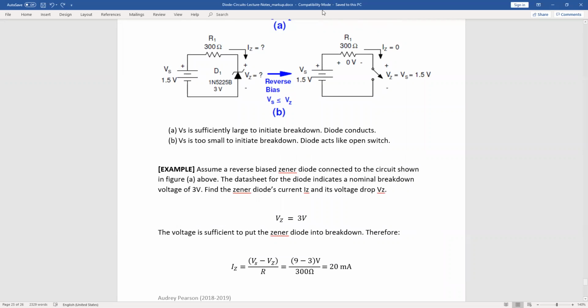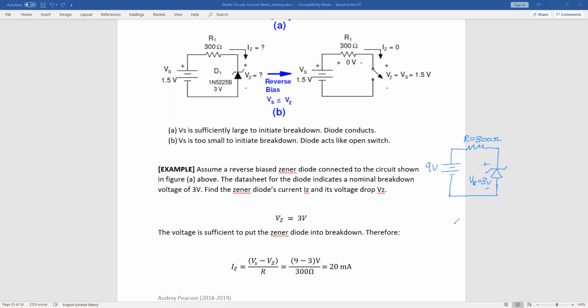So for this example, we're looking at a reverse biased Zener diode, and it's hooked up in the same configuration that we were just looking at. So we have a voltage source that is 9 volts because we're looking at the same circuit that we had before, and that circuit had a resistor equal to 300 ohms. This is hooked up to our Zener diode, which is in reverse bias and has a breakdown voltage of 3 volts. You can indicate that with VB for breakdown or VZ since it's the Zener diode voltage. Okay, so that's across here.